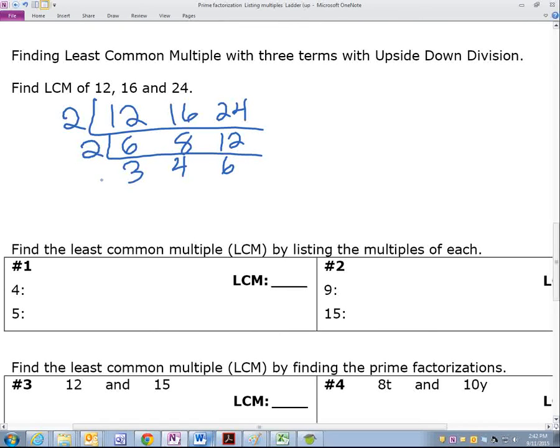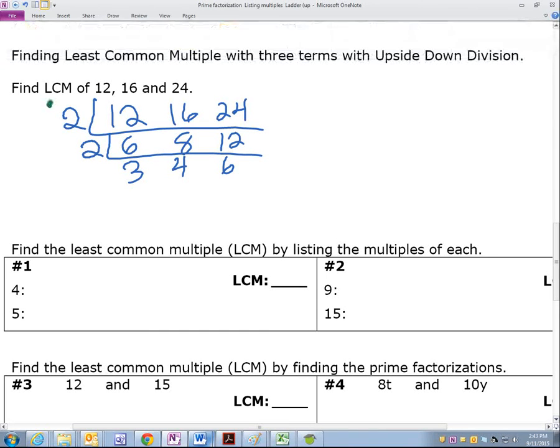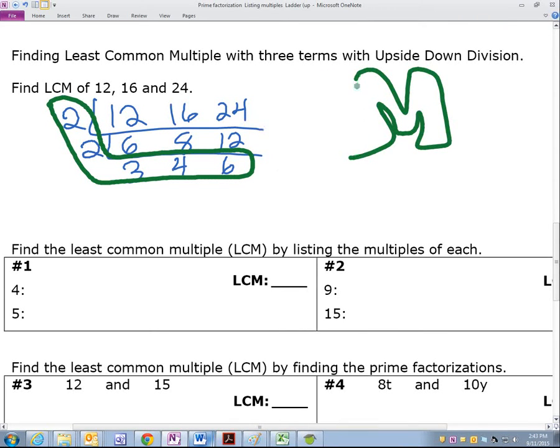Ooh, I forgot about this one. A trick: what shape does this kind of make? It kind of makes an L. LCM. That's right. So that L is the way to remember that it's LCM.